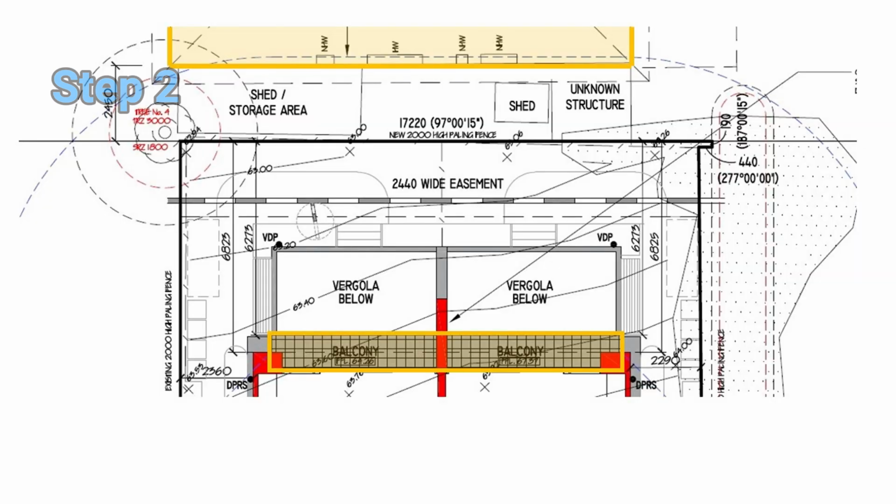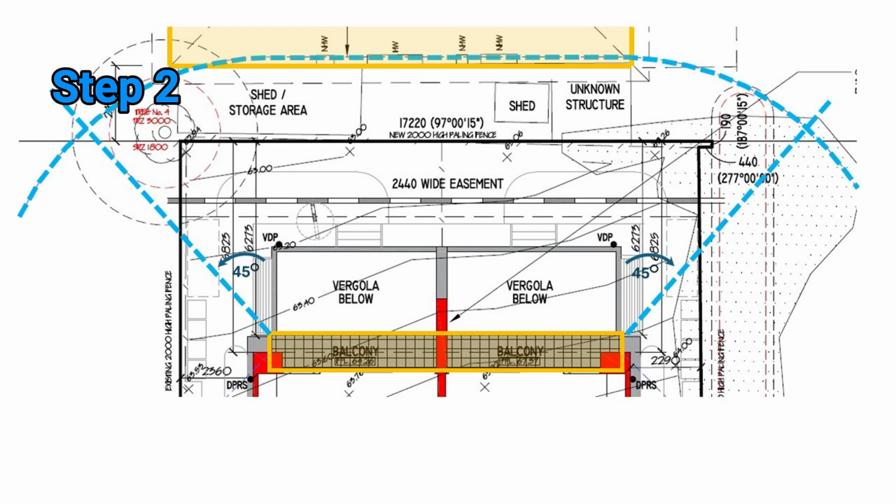From an aerial view, the balcony and neighboring house are highlighted. A line at a 45-degree angle extends out from the sides of the elevated balcony. The intersection of these lines with the 9 meters at ground level defines the area of overlooking.